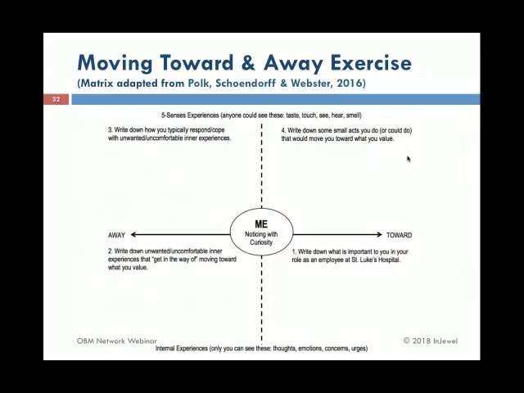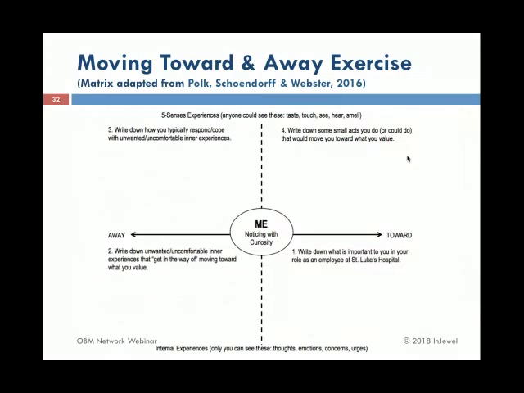And so the matrix really starts in the lower right hand corner with values identification and clarification. Here you can see the prompt that I gave to this group was, write down what is important to you in your role as an employee at St. Luke's Hospital. Then we move over to the lower left-hand quadrant where they start to reflect on those things that show up internally that get in the way, that get them potentially stuck moving toward what they value. And then above the horizontal line, we have those things that we experience externally.